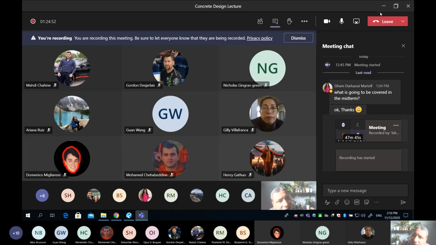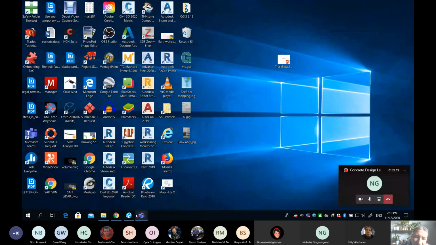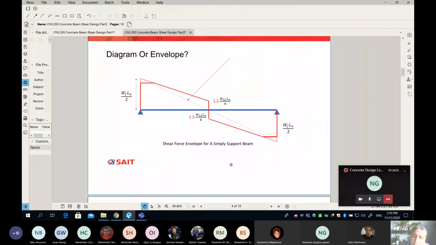So guys, here is the first time we look at a shear envelope. We've never seen this before. This is the first time in my class we will look at a shear envelope. And the blue line is a diagram. It is only one scenario. So that will be the shear for one scenario. And guys, please be patient. I know it's a little bit different.